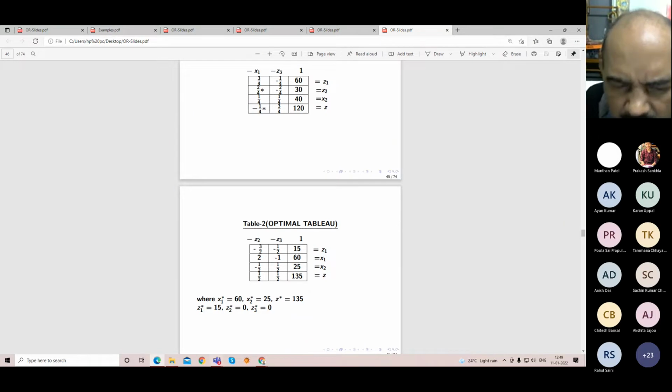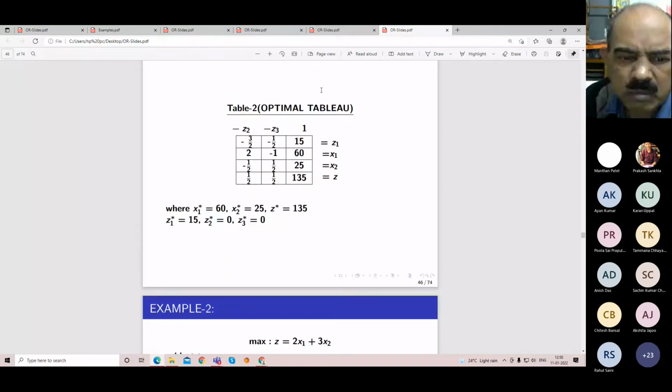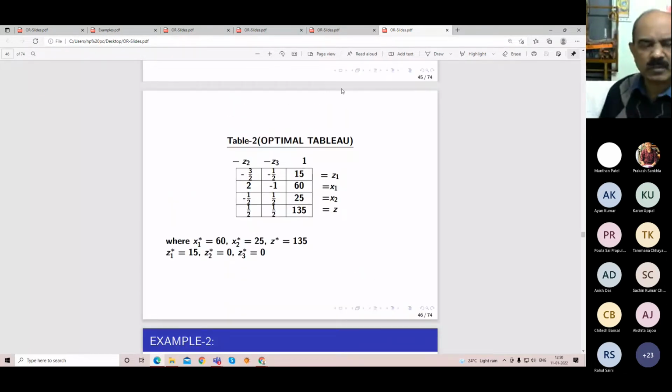You now complete all other elements using the rule PQRS method. That is P into S minus Q into R divided by P. Okay. So once you complete, what do you find here? So we find a table like this. In this table, we have to take the conclusion. What is the conclusion here?